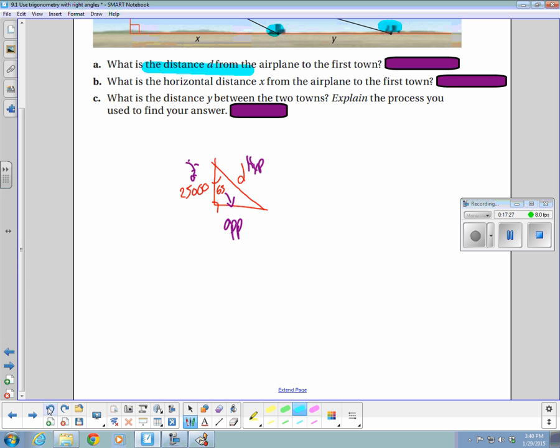What are we using? We're going to use adjacent. That's a sideways ADJ, okay? And hypotenuse, because that's what we want to find. So adjacent and hypotenuse. Which one uses that? Cosine. Very good. So cosine of 65 degrees is going to be equal to the adjacent, which is 25 with three zeros, all divided by d.